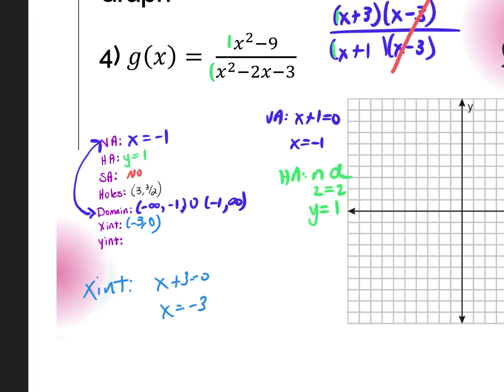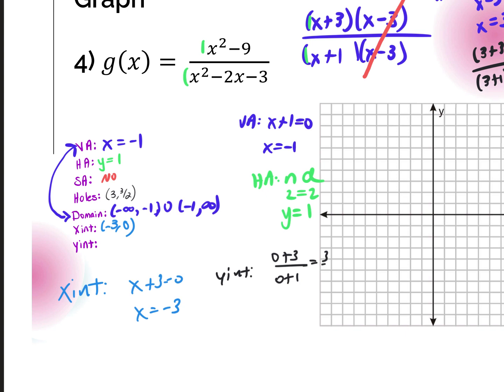And then we're going to go back to find our y-intercept. Go to your simplified, because we've already taken our hole out. So I'm going to plug in 0. 0 plus 3 over 0 plus 1 gives me what? 3 over 1. So my y-intercept is that when I plug in 0, I get positive 3. Everybody with me? All right, so let's plot everything.